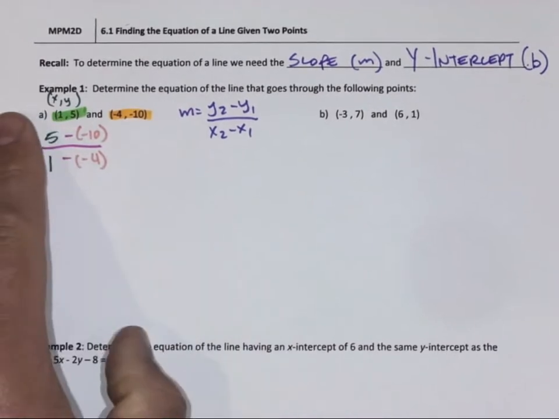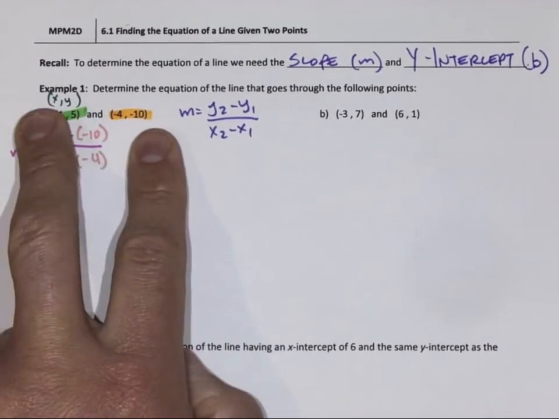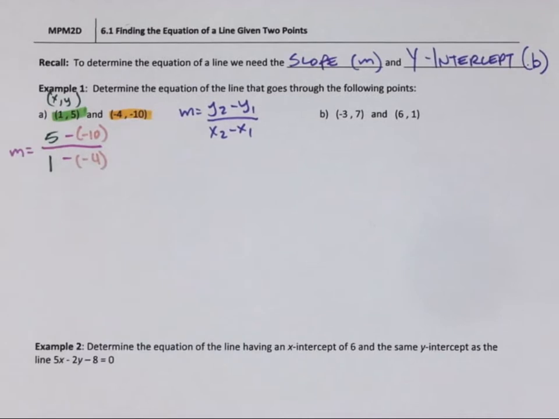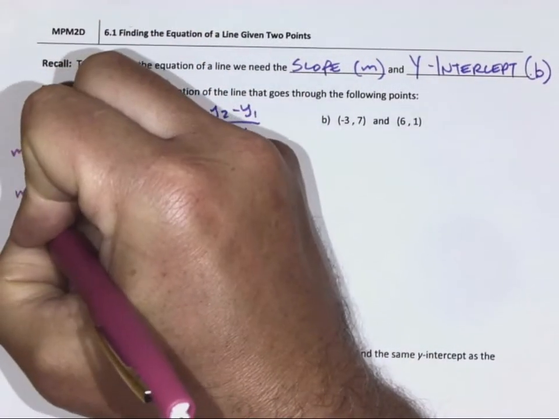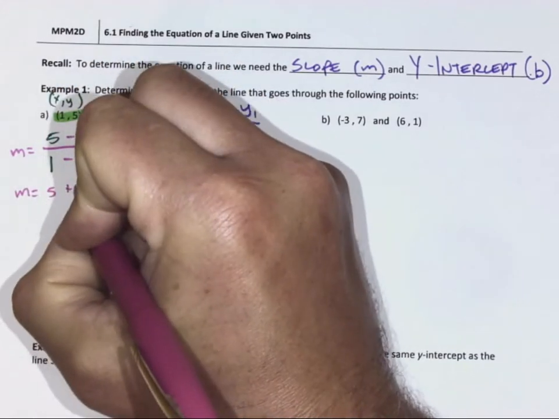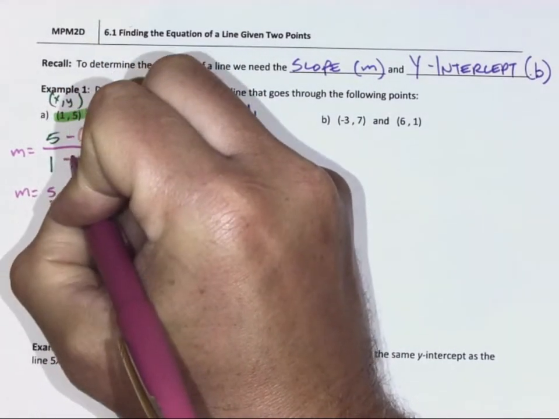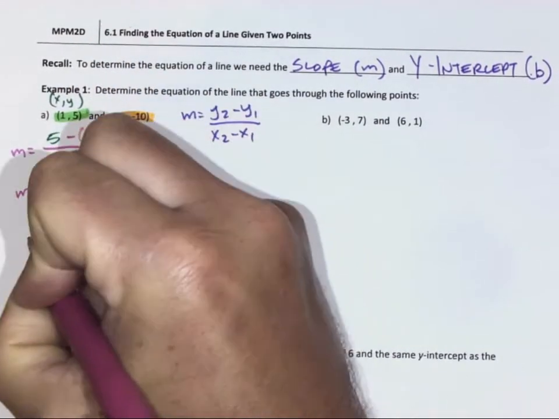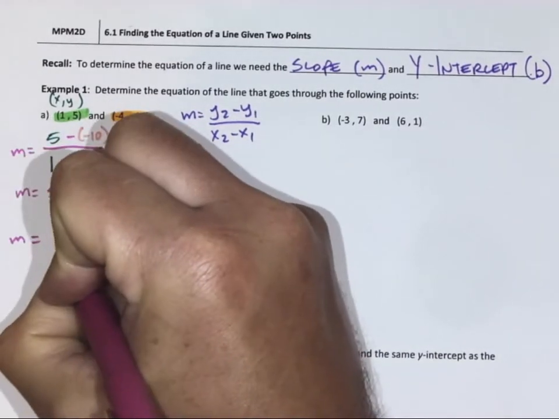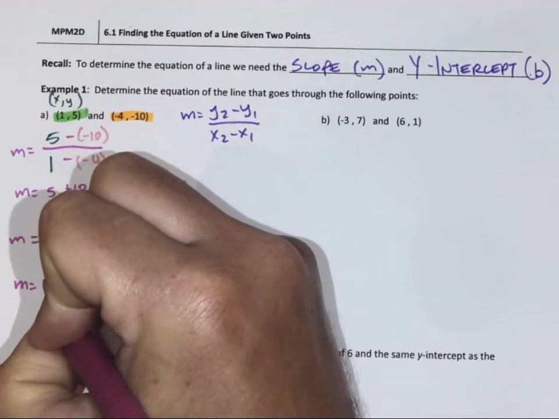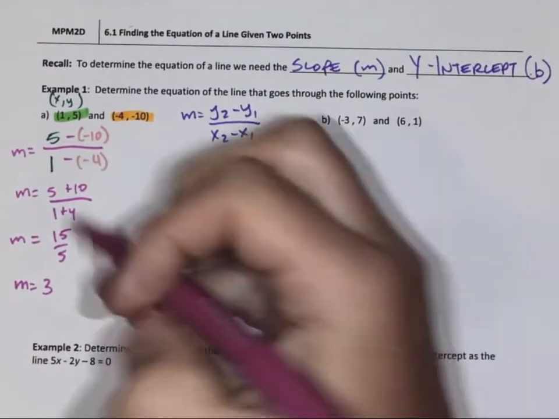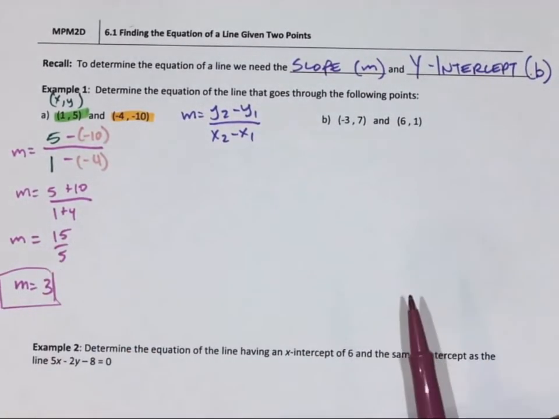I've written it that one just because I've seen it first, but otherwise we get the same answer if we go the other way, the other direction. So when we do the math, we have 5 plus 10 over 1 plus 4. The slope is 15 over 5, which we can reduce to 3. We've got a slope. That's good.